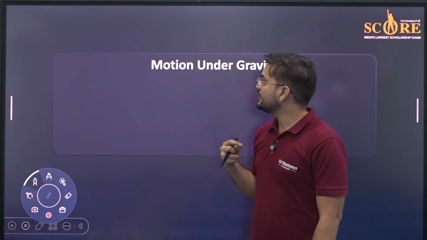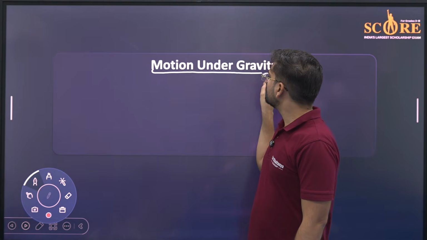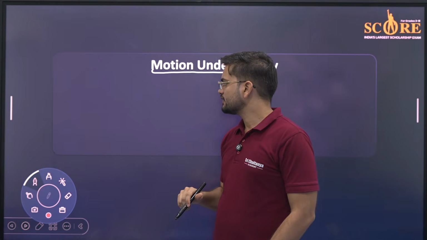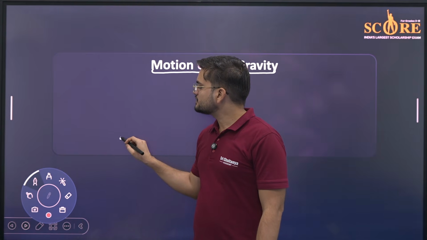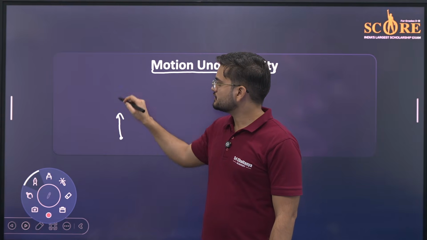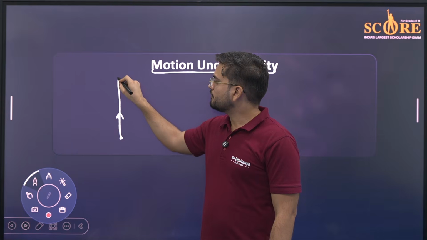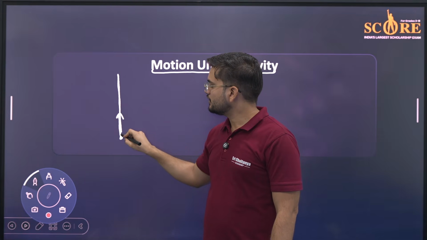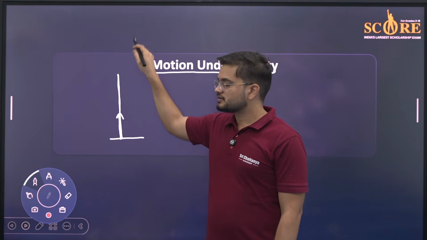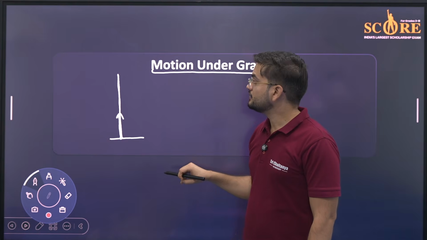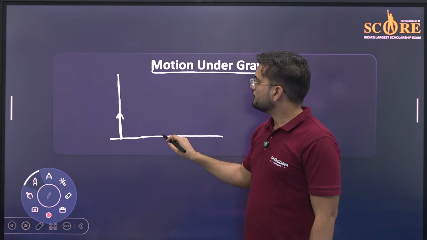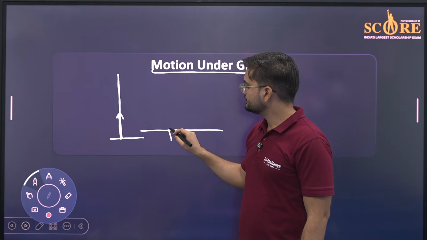The next segment is motion under gravity. It is a type of motion with constant acceleration. If a particle is projected vertically upward, then the path of the particle will be like this. It will go upward and down, then return to its initial position. It is known as motion under gravity in 1D. So, what result should we remember?